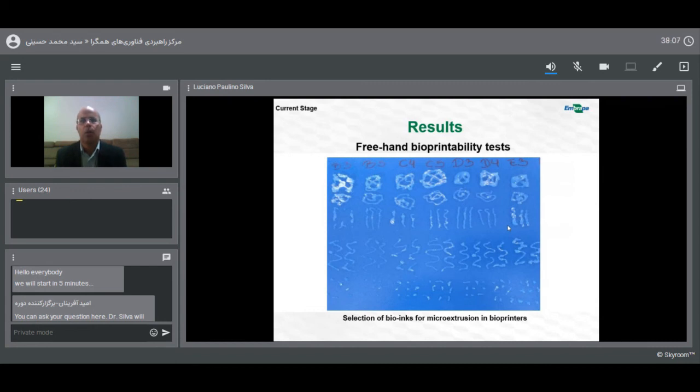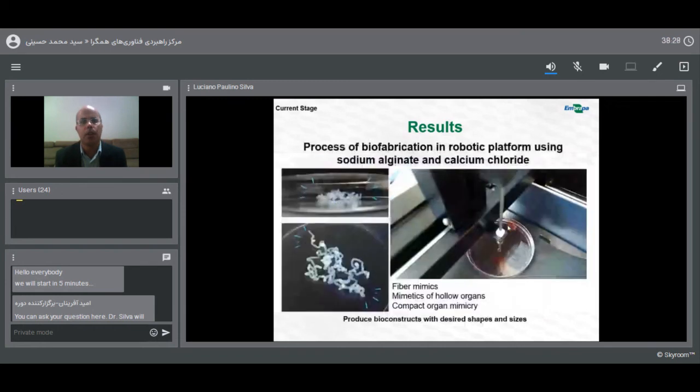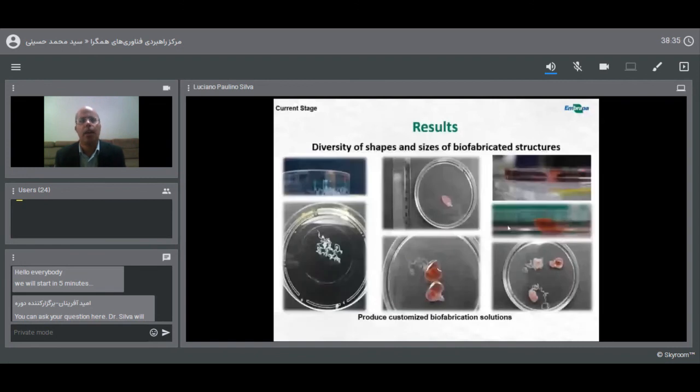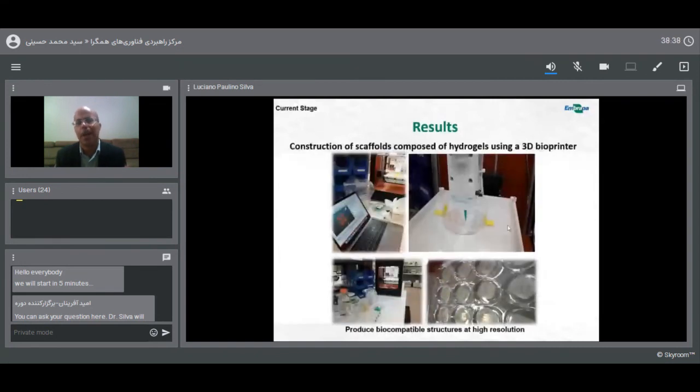Related to that, we have also performed several processes of biofabrication in robotic platforms used to produce organ structures with desired characteristics. In this way, we have produced structures customized according to the requirements of different projects and strategies.